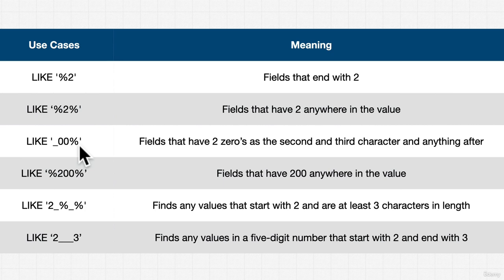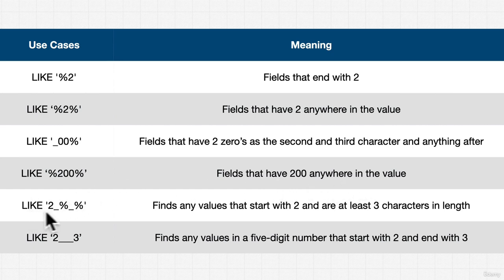Okay, what would be an example of that? Well, 2000 would be an example of that because it starts with a 2 and then there's 2 zeros and then there's a 0 at the end. 20,000 is also an example of that because 200 and then 2 zeros after. Are you starting to see how we can use this pattern matching to accomplish different types of outputs to partially match against things? Here we have like percentage sign 200 percentage sign, which means find us fields with 200 anywhere in the value.